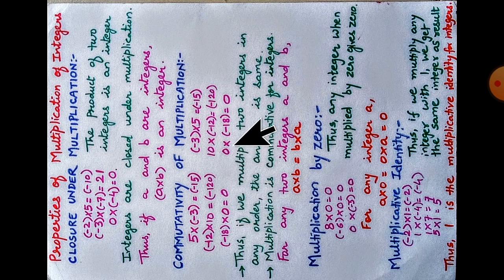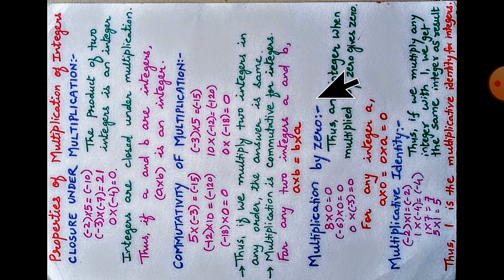If we multiply 0 into minus 18, it will also be 0. Thus, if we interchange the numbers for multiplication, the answer will be the same. If you multiply two integers in any order, the answer is the same. Multiplication is commutative for integers. Thus, for any two integers a and b, a into b equals b into a. If we interchange the order, the answer will be the same.